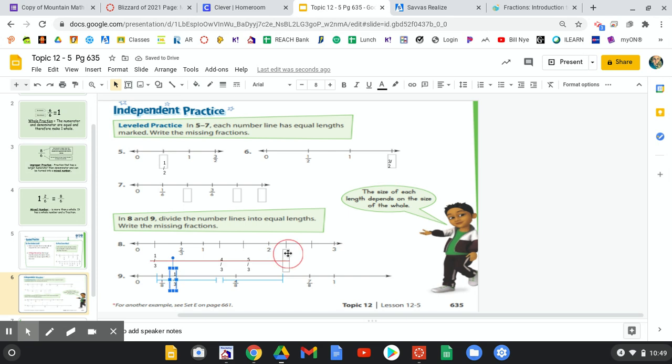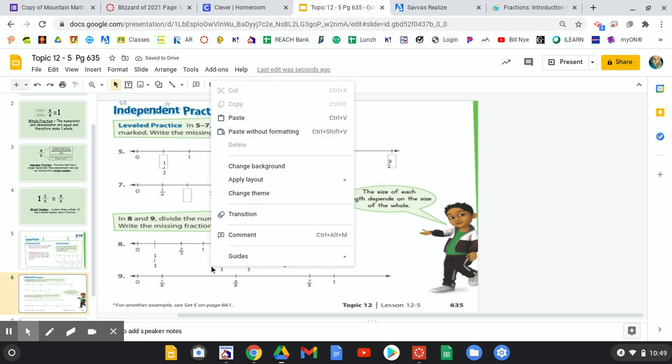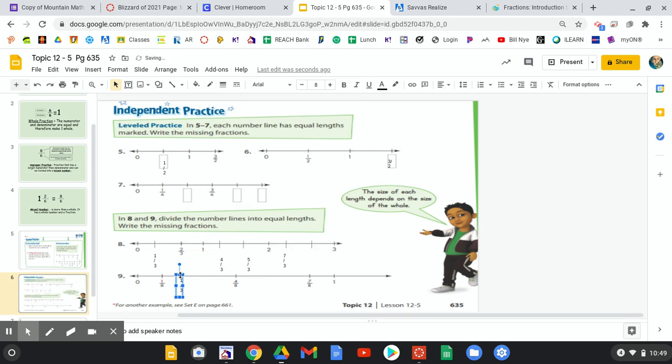Keep going over. 6/3. So 7/3. And one more. And it would be, oh, darn it. Having technical difficulties. This one would be 8/3. And so then this would be 9/3.